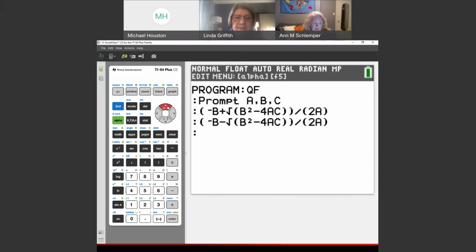Okay, and then, oh, we need to store these. I messed that up. We need to store these values in something. I stored it in M and N. So this calculation is going to get stored, which is STO down here. I just chose M and N because I don't like to use X and Y in programming, because they are an ordered pair.